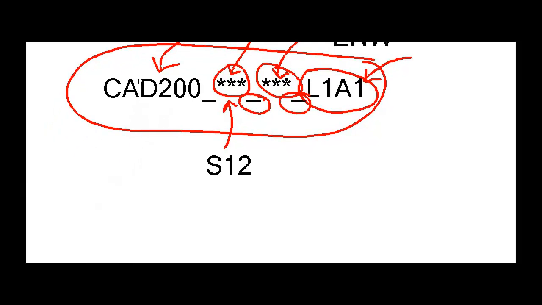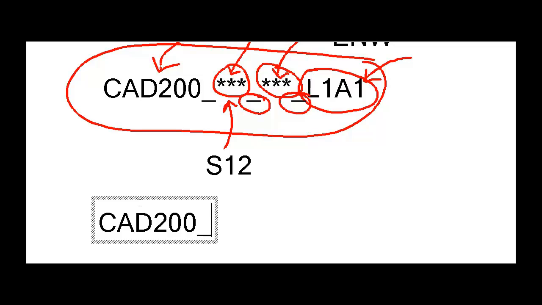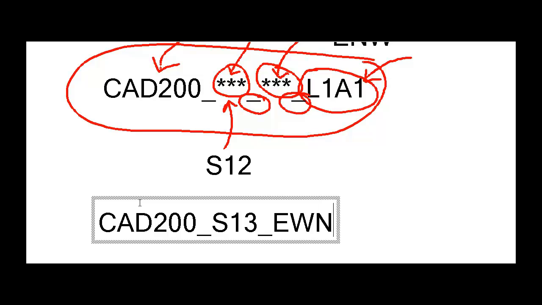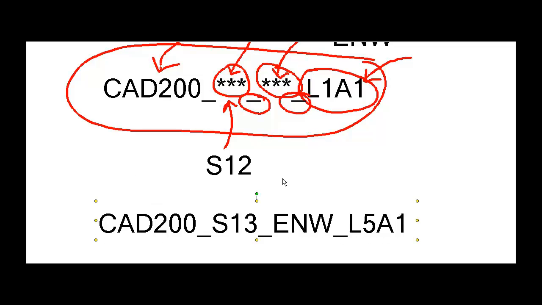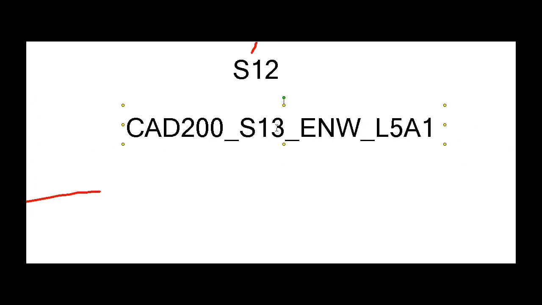So for example, let's say I was doing Lesson 5, Assignment 1 for CAD 200. My file name that I would save the file as is CAD 200 underscore, let's say that it's spring 2013, so S13 underscore ENW underscore L5A1. And that would be what I would save my file name as. Pretty straightforward, don't you think? Very simple to work with and remember.